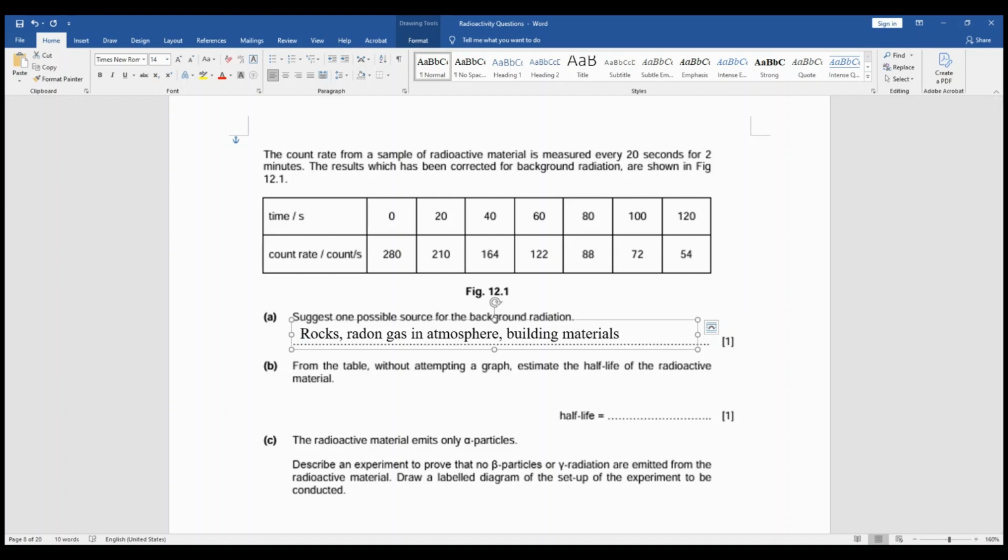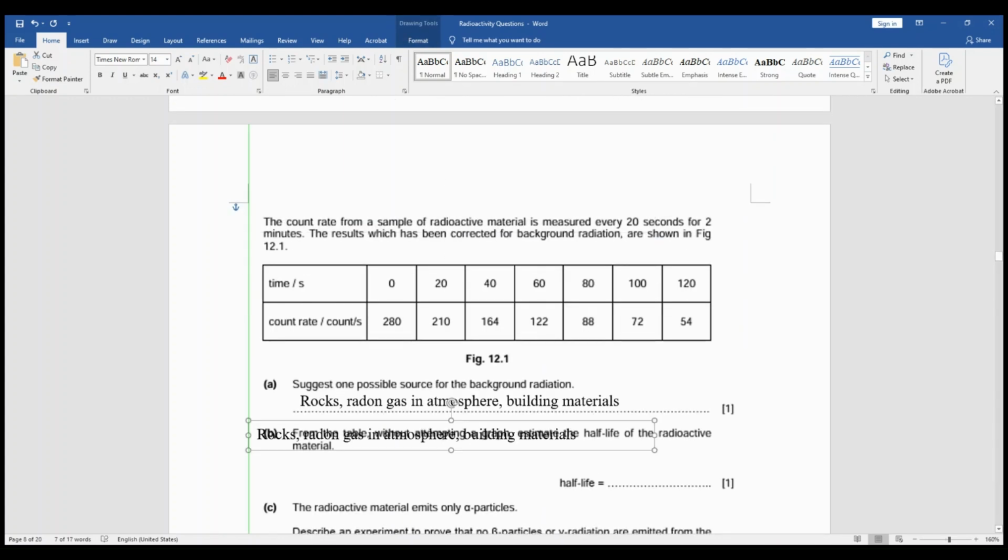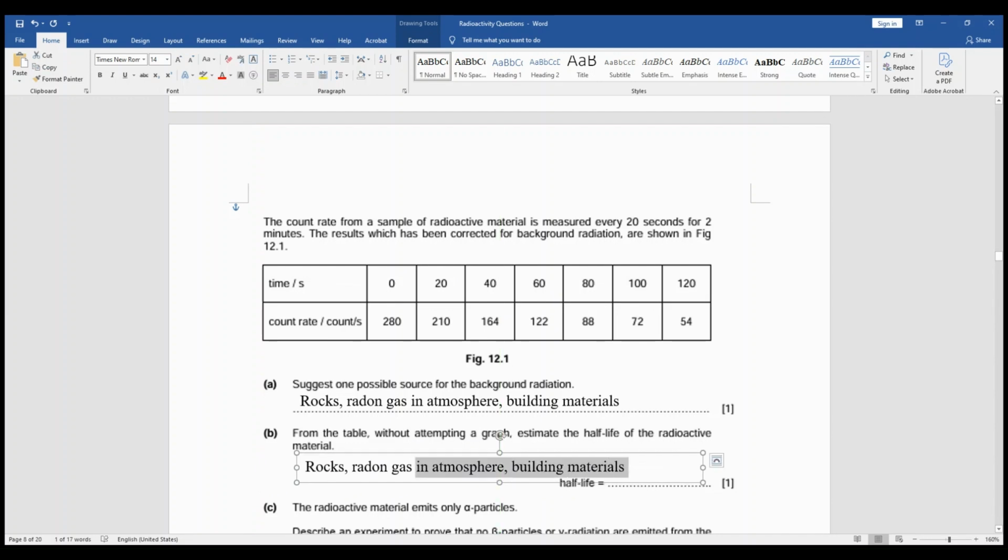Alright, next. From the table, without attempting a graph, estimate the half-life of the radioactive material. If I were to take the 280, half of it will be 140, will be around here. So I'm going to put it as 50 seconds. Without attempting a graph, that means not drawing a graph. So the answer is just 50. I'm just going to write 50 inside here.